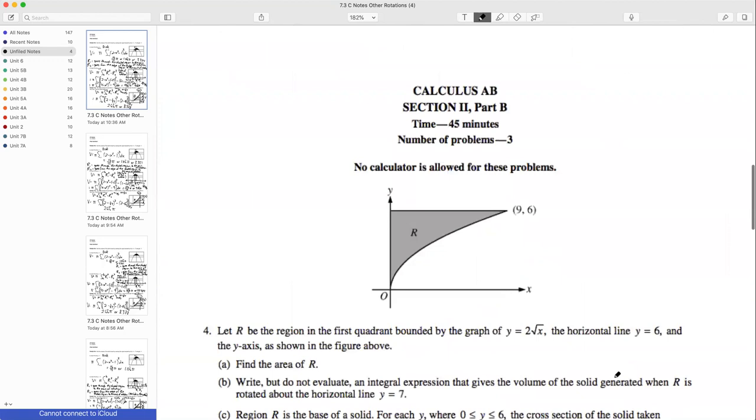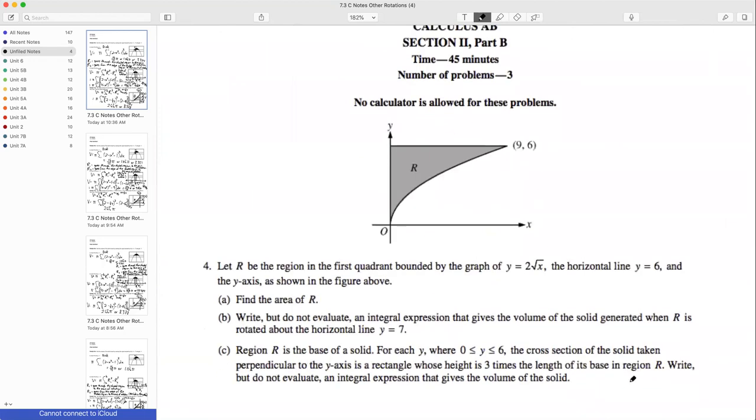So this is non-calculator, so they have to give us things that work out. It says, let R be the region in the first quadrant, bounded by the graph of y is equal to 2 square root of x. As I'm reading, I'm looking at the graph and I'm thinking, okay, that's the lower curve there. The horizontal line, y is equal to 6, that's the top curve, and the y-axis as shown in the figure. Part A says find the area of R.